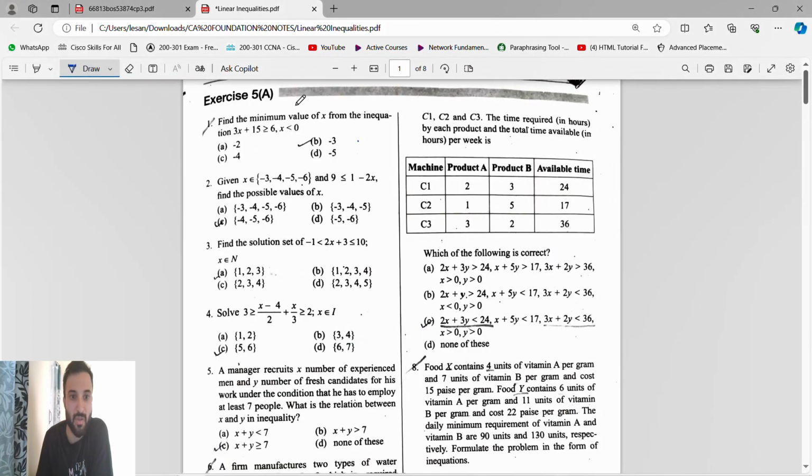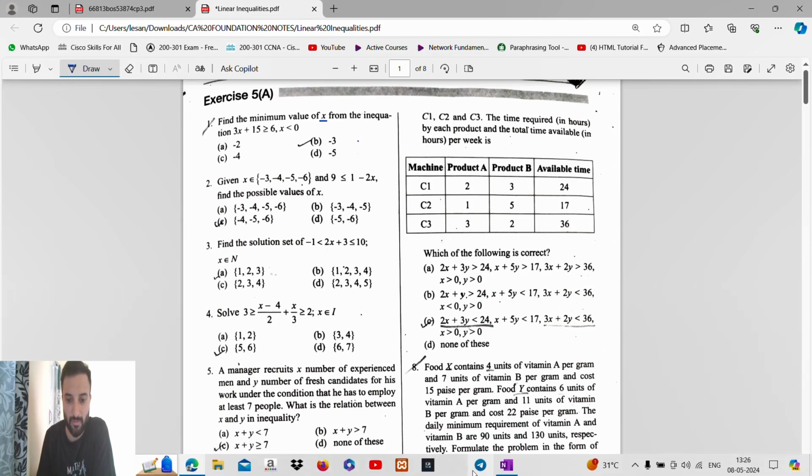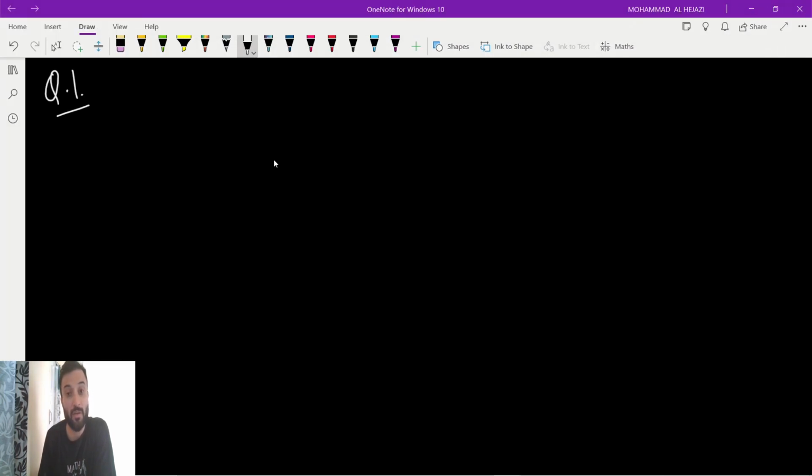हाँ, यहाँ है. चलो, find the minimum value of x from the inequalities. So guys, see, we will not change, don't bother about changing the symbol and all this. Okay, calculate like that only. I will tell you. 3x plus 15 is greater than equal to 6. So you have to find the value of x.